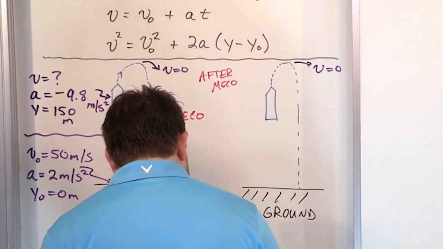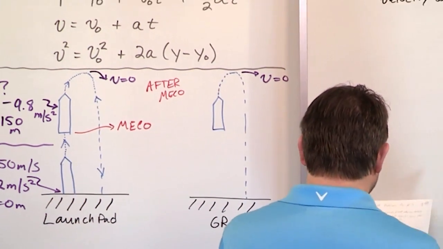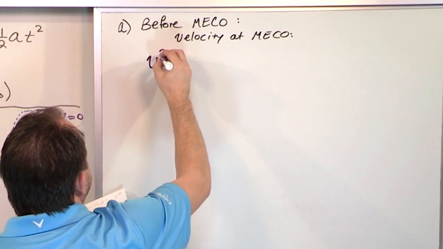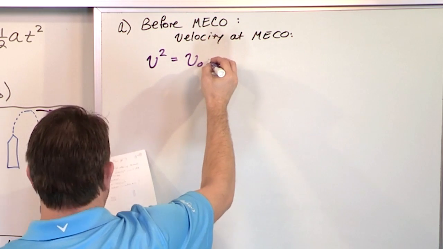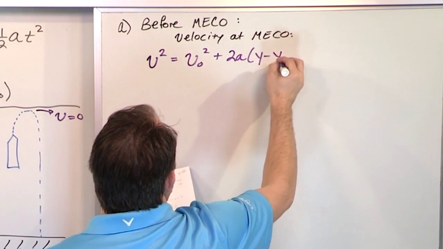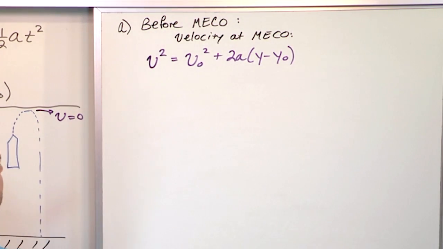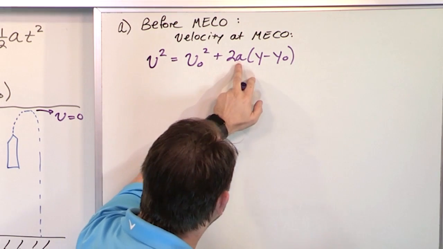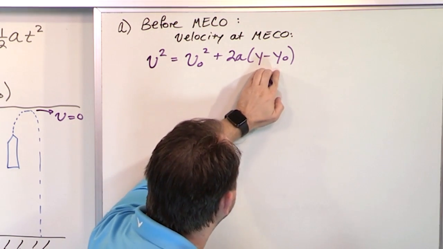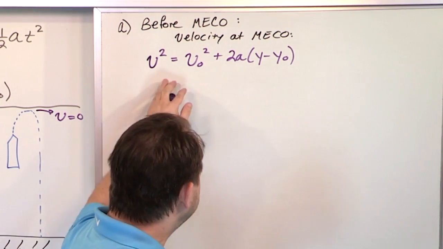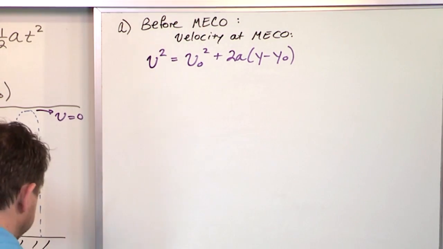So what is the velocity at MECO? What equation are we going to use? I'm going to write it down and you'll see why we can use this one. The final velocity squared is the initial velocity squared plus 2 times a times y minus y naught. Now there's always more than one way to solve a problem, but the reason we're going to use this one is because we know the initial velocity, we know the acceleration of the rocket, and we know how far the rocket travels because it tells us 150 meters off the launch pad. So we look at our equations and we say we know how to use this one.